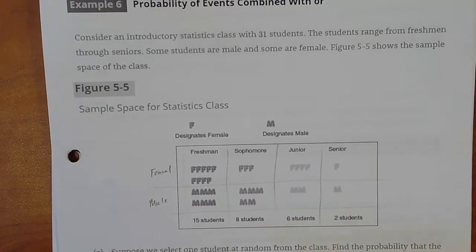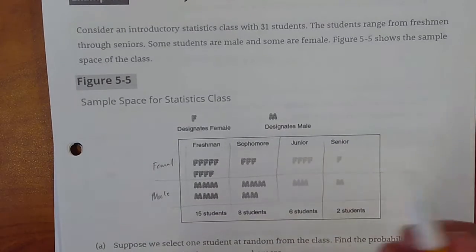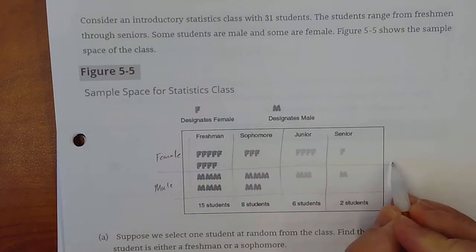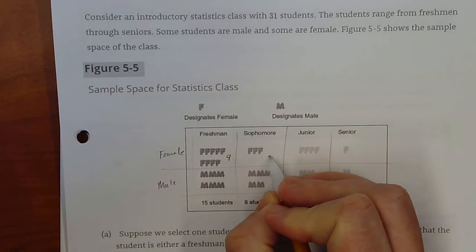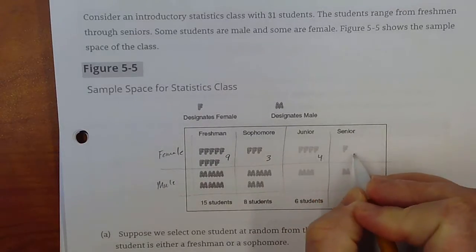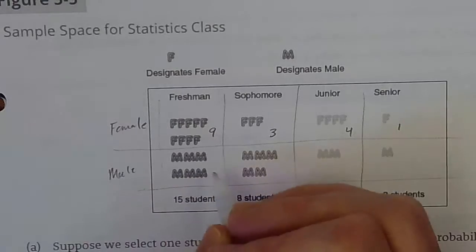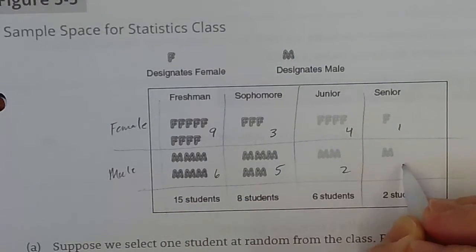All right, a lot of these tables usually totaled up for us. They kind of did tally marks. Kind of awkward, but here, why don't we write in some of these numbers here? Here they have the female row going across. So we have 9, and we have 3, 4, and 1. Okay, it's kind of the breakdown of numbers there. The males, we have 6 here, 5, 2, and 1.